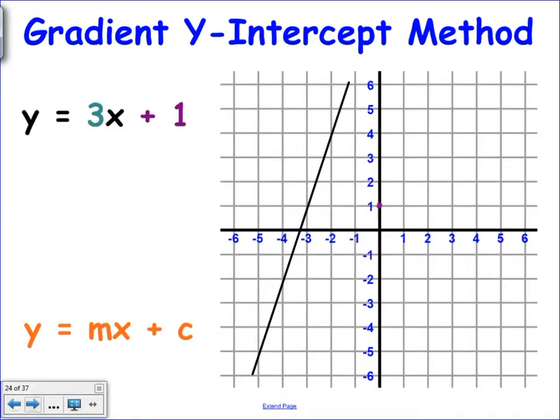Okay? So let's do that then. Okay? Y equals 3x plus 1. When you do this technique, and this is called the gradient y-intercept method, you start here. Where does it cut my y-axis?